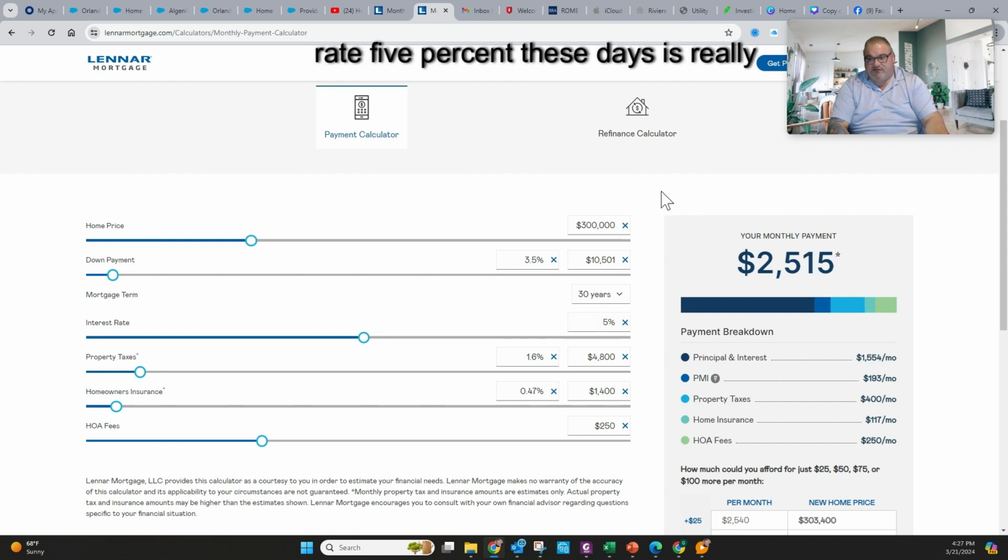5% these days is really awesome. It's going to change just slightly. You can see right here on your principal and interest, it just went down a couple of $30, $40. So you're looking at about $2,515 at a 5%.